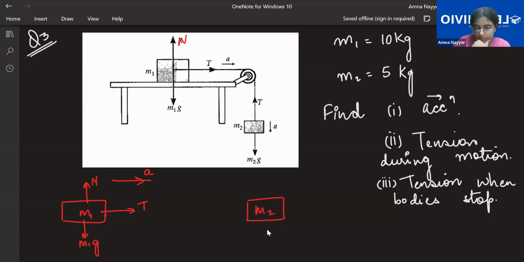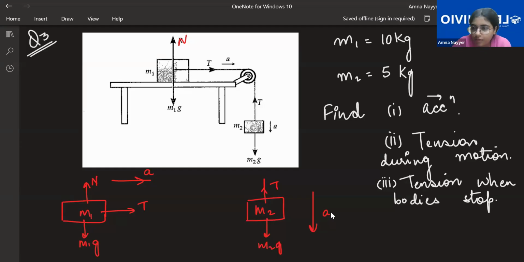M2G acting downwards, tension upward, and acceleration is downwards. Okay, why not normal reaction? Because tension is over there and it's not in contact with the surface. Yes, this is the reason, not because tension is there. It's not that there's a vacancy of only one force which is occupied by tension. Also, normal reaction cannot act because normal reaction is a contact force.